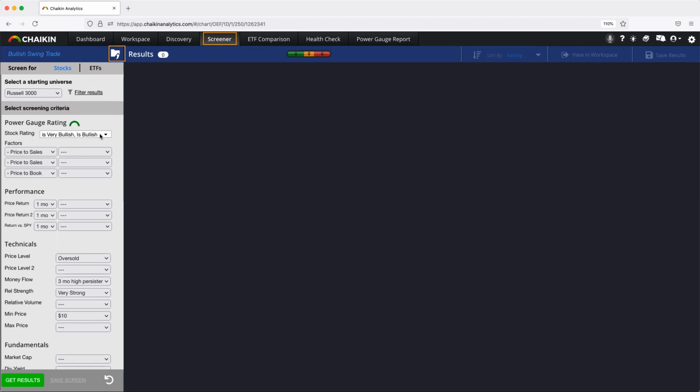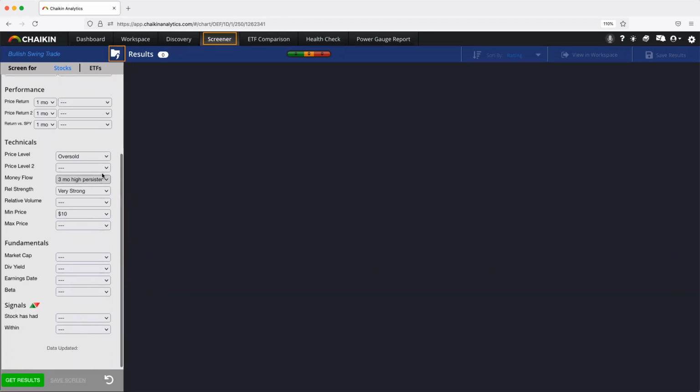Of course, when it comes to the Power Gauge rating, we focus primarily on bullish and very bullish stocks. This is our 20-factor model that combines fundamentals and technicals. What are bullish and very bullish stocks? They are stocks that are more likely to outperform the broader market in the months ahead. So we prefer bullish and very bullish stocks.